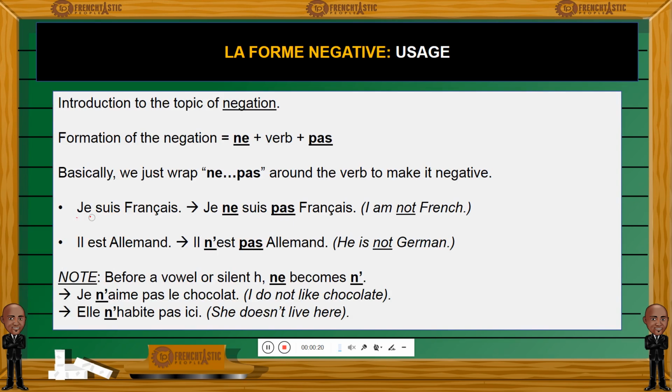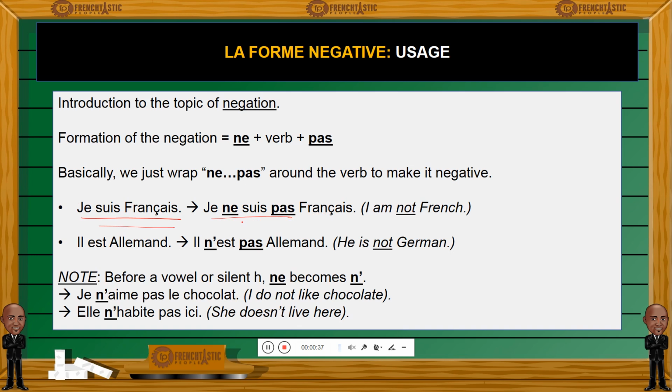Je suis français. I'm French. Now, to make it a negative sentence, we will say je ne suis pas français. Look at those two sentences, the affirmative one and the negative one.